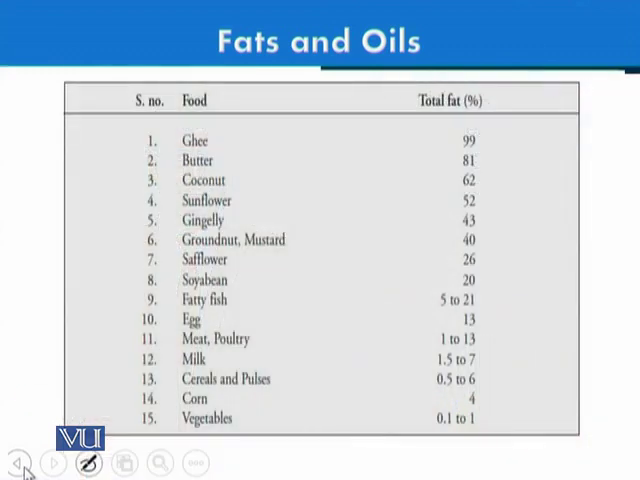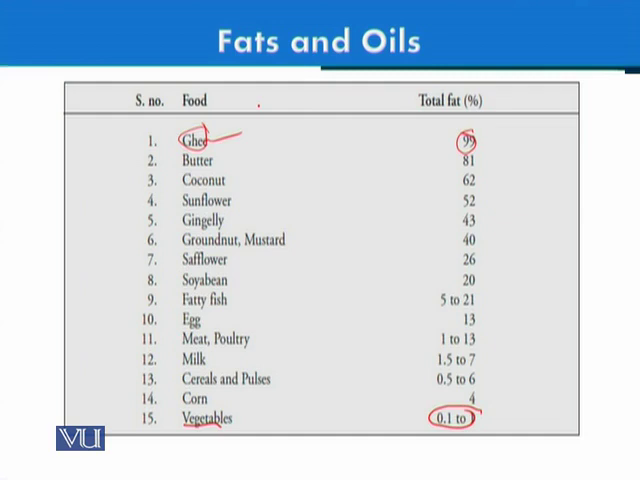counterparts. If you talk about the amount of fat present in different food, it might vary from very high amounts such as 99% in ghee to 0.1 to 1% in vegetables. So every food product would have a different amount of fat present in it. It could be maybe purely 99.9% of fat, such as in products such as ghee.